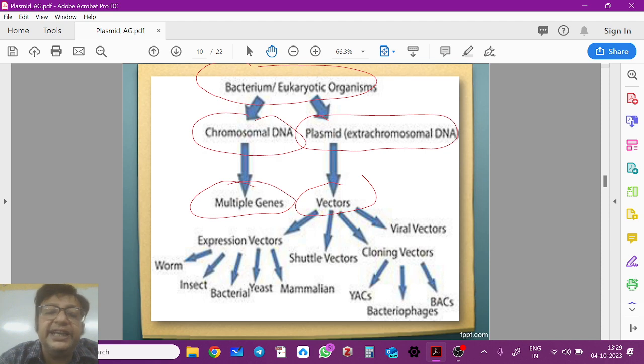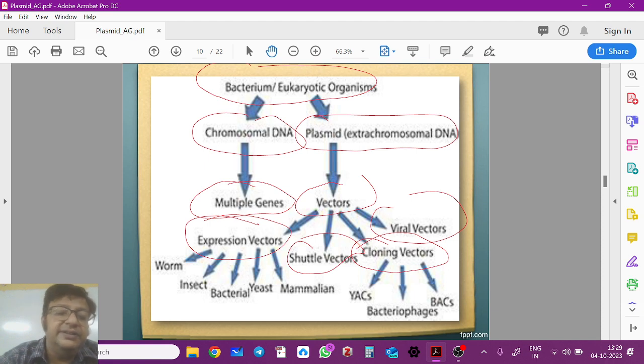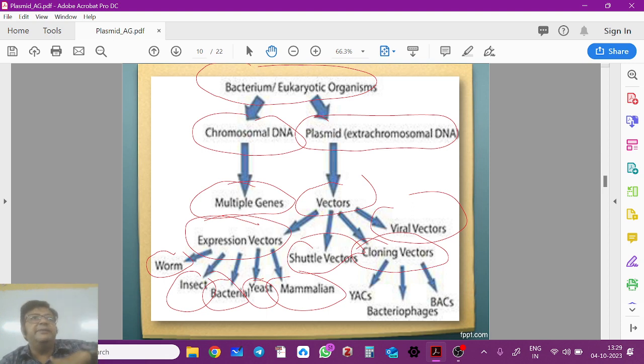Vectors can be divided into expression vectors, shuttle vectors, cloning vectors, and viral vectors. Among the expression vectors, you have C. elegans or worm expression vectors, insect expression vectors, bacterial vectors, yeast vectors, and mammalian vectors. So you can express them in mammals, yeast, insects, or C. elegans.